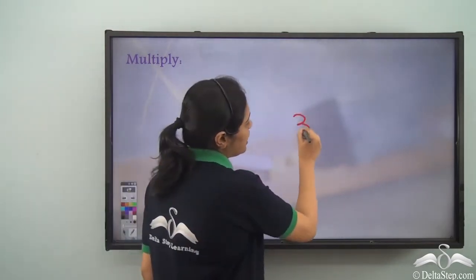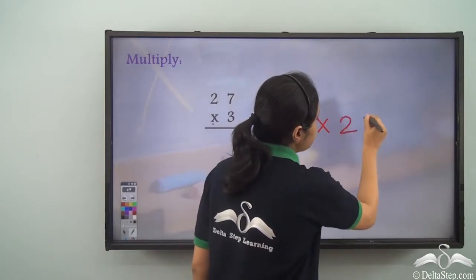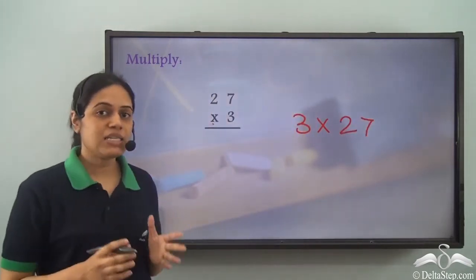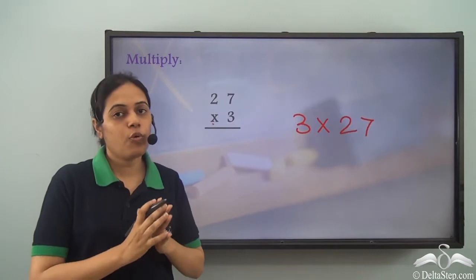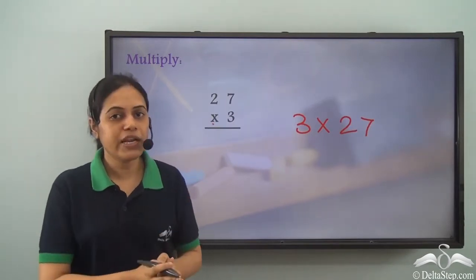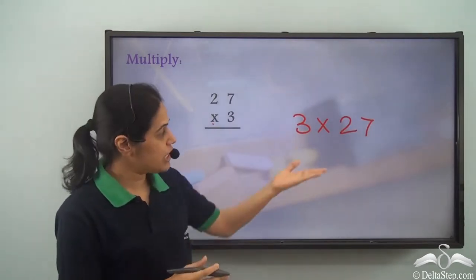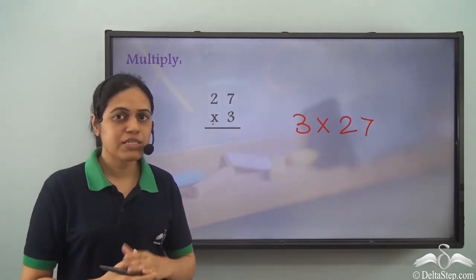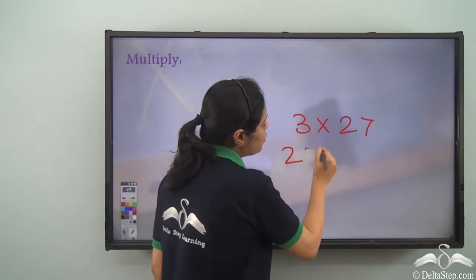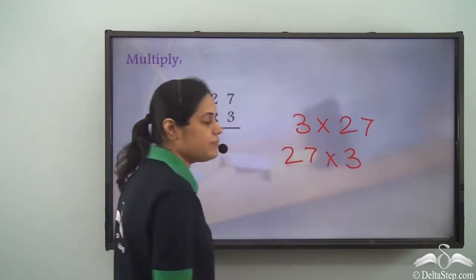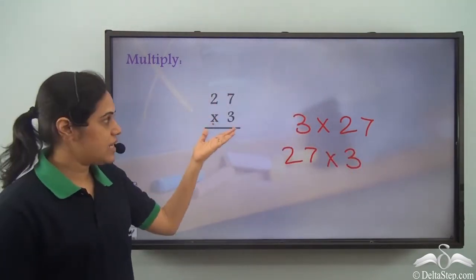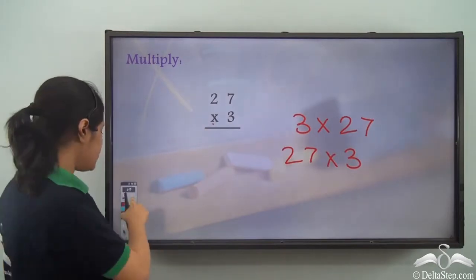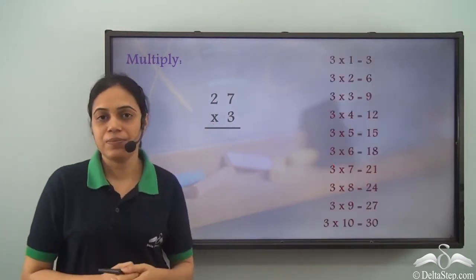So 3 into 27, but I know the table of 3 only till 3 into 10. I don't know the table of 3 for 3 into 27. So how do I multiply this? Also, I don't know the table of 27. But still, I can multiply it using the table of 3.